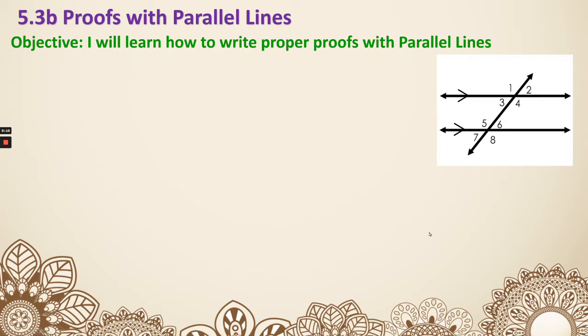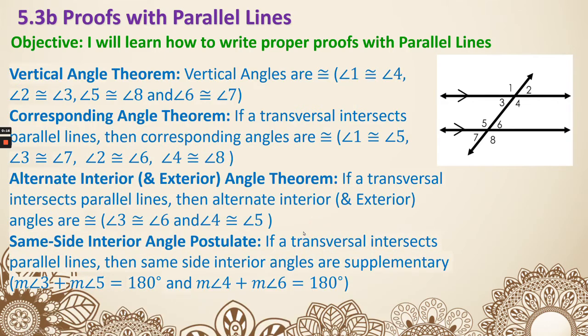First, before we actually want to write proofs, we need to know what kind of theorems, postulates, or properties we can actually use. First one, vertical angle theorem. That's something we have already talked about. Vertical angles are congruent, and in the transversal, 1 and 4, 2 and 3, 5 and 8, 6 and 7 are vertical angles.